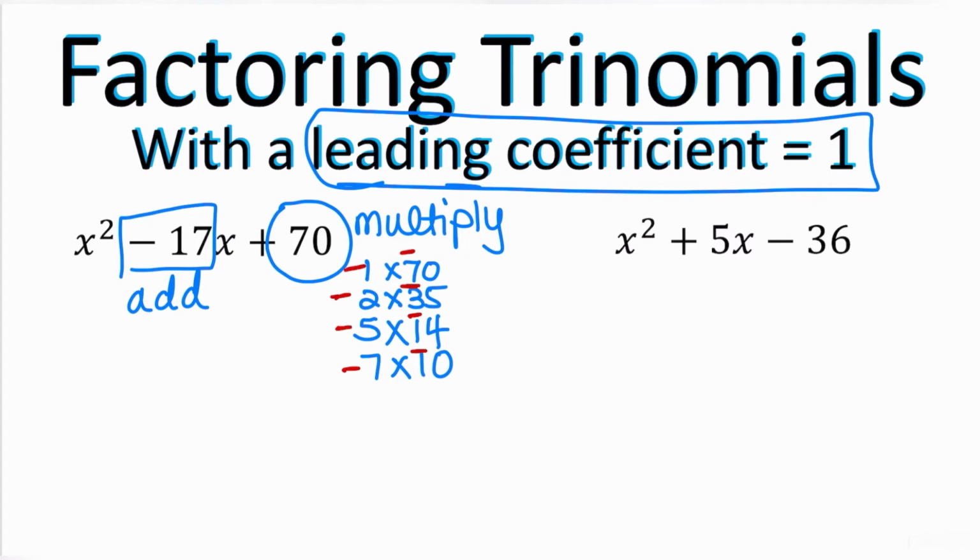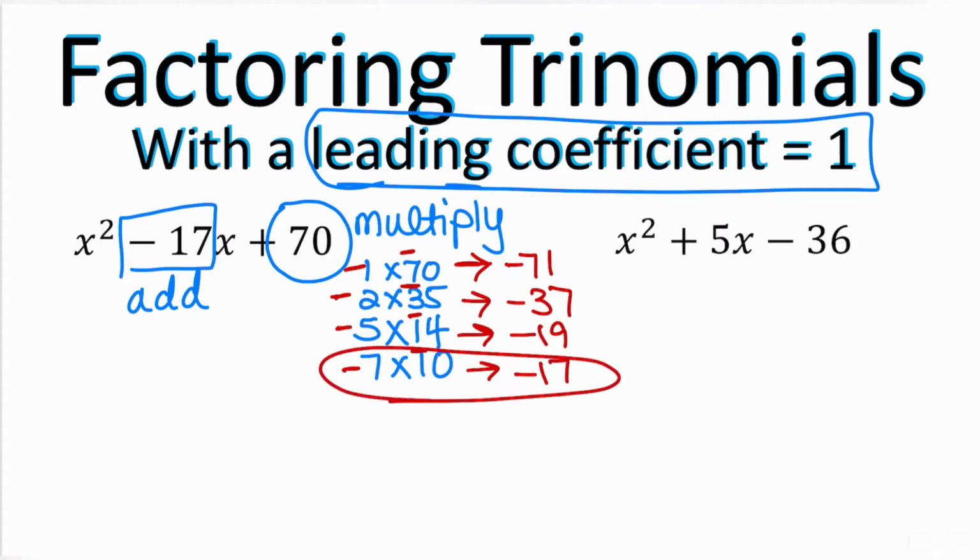So for x squared minus 17x plus 70, if I look, negative 1 and negative 70, if I add, this is going to give me negative 71. If I add, this gives me negative 37. If I add, this gives me negative 19. If I add, this gives me negative 17. Bingo, this is the combination that I want to use. Therefore, x squared minus 17x plus 70 is going to factor out as x minus 7 times x minus 10.